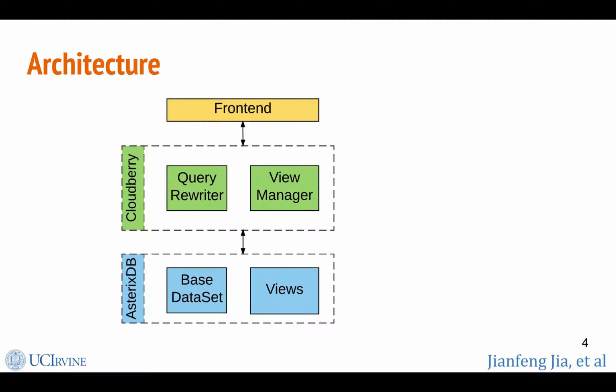Under the hood of this front end, we store the data inside AsterixDB. To further optimize the response time, we implement a middleware called Cloudberry. The most important weapon of Cloudberry is using materialized views to speed up query performance. One thing we need to mention is that this view management is automatically built by analyzing the query workload.